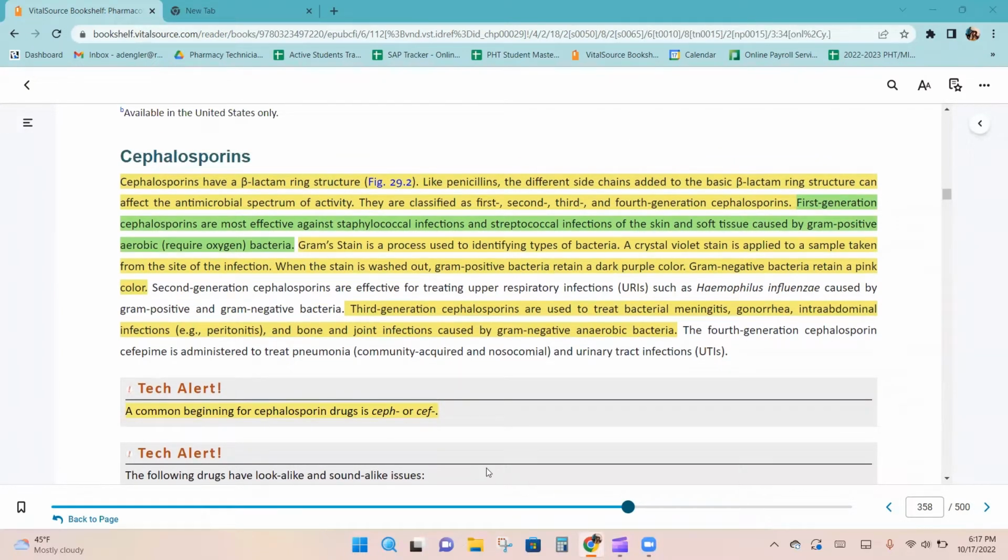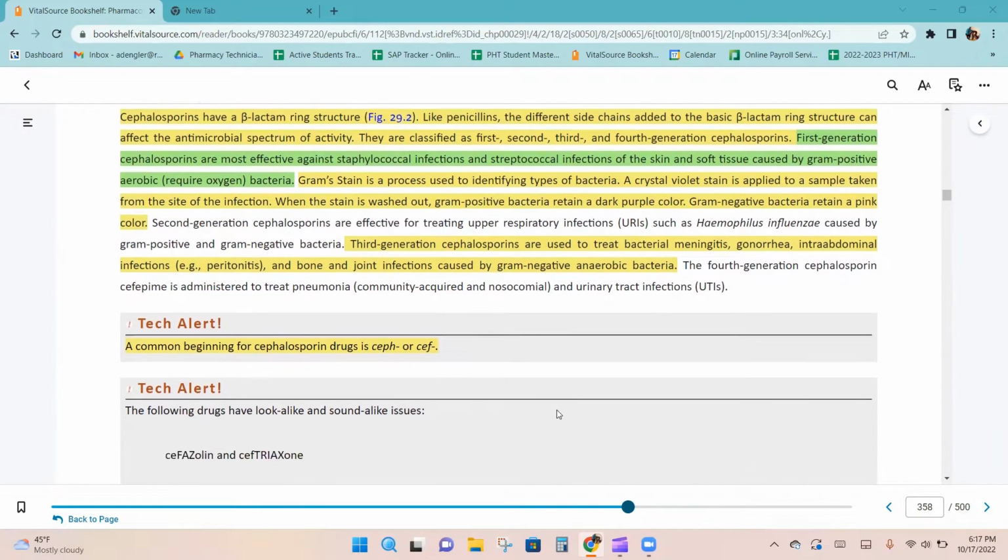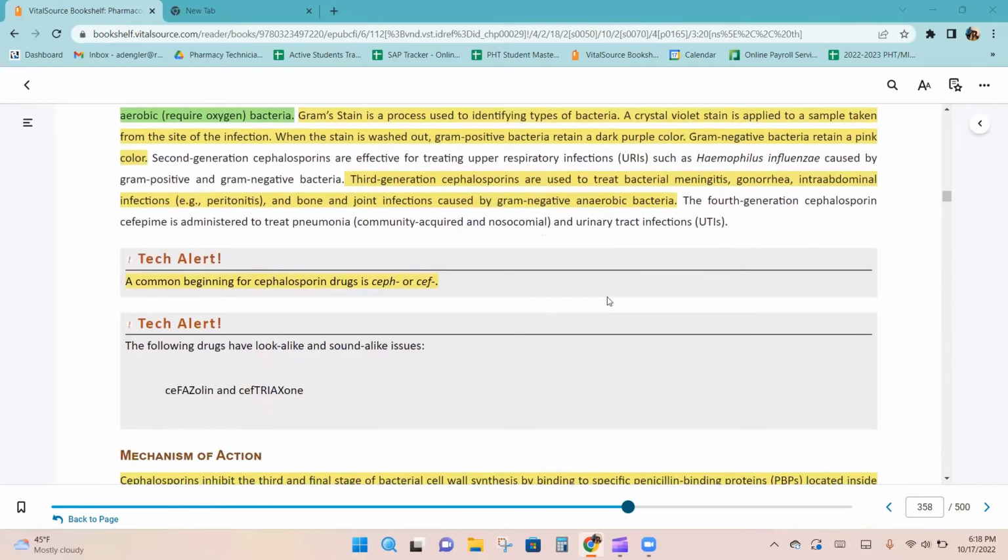Second generation cephalosporins are effective for treating upper respiratory infections caused by gram-positive and gram-negative bacteria. Third generation cephalosporins are used to treat bacterial meningitis, gonorrhea, intra-abdominal infections, and bone and joint infections caused by gram-negative anaerobic bacteria. The fourth generation cephalosporin, cefepime, is administered to treat pneumonia, community-acquired and nosocomial, and urinary tract infections. A common beginning for cephalosporin drugs is CEF or CEPH.